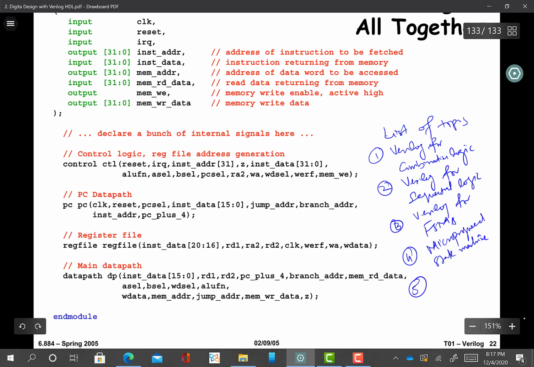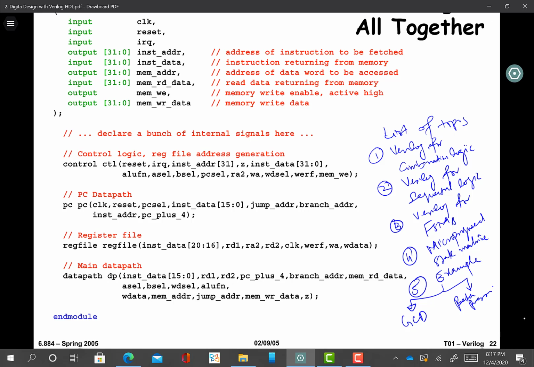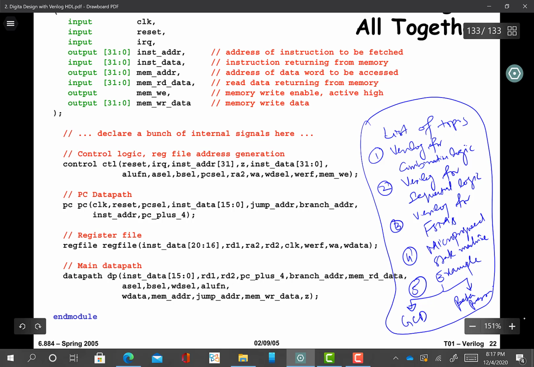Then we discussed examples. One example was GCD, the other example was the Beta processor, and I expect that you should be able to read and understand the Beta code. So these are all the things that we have discussed, and I wrap up this section.